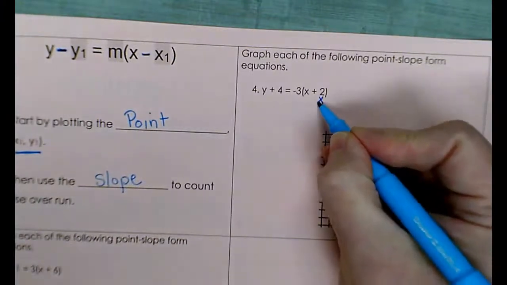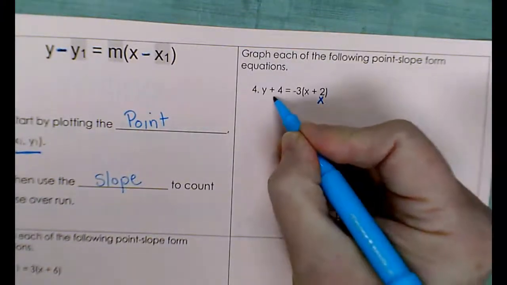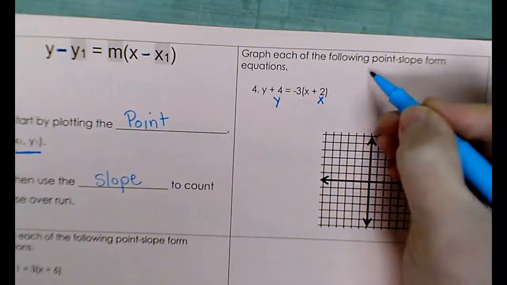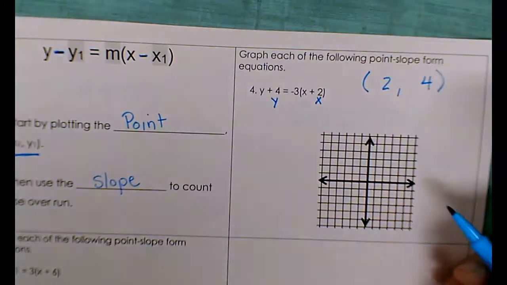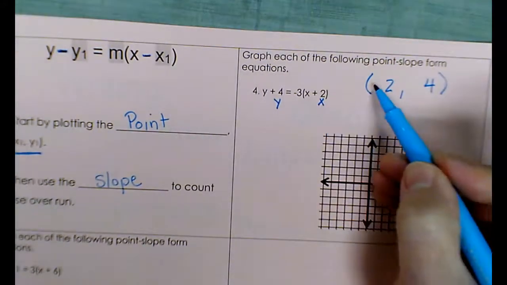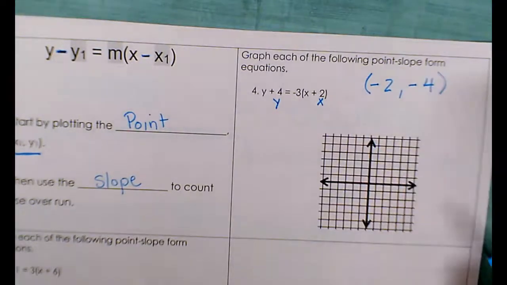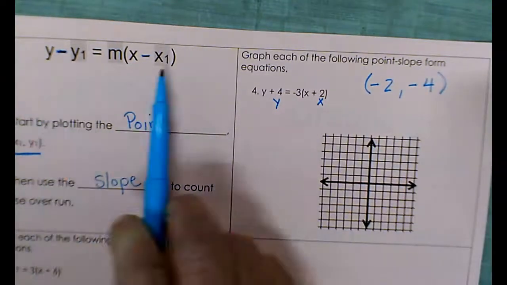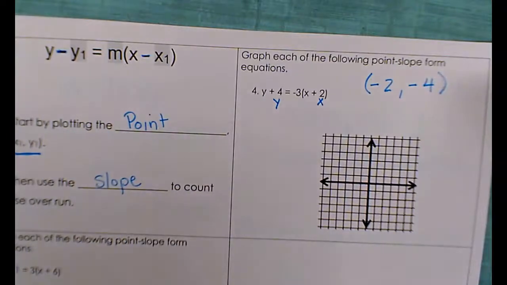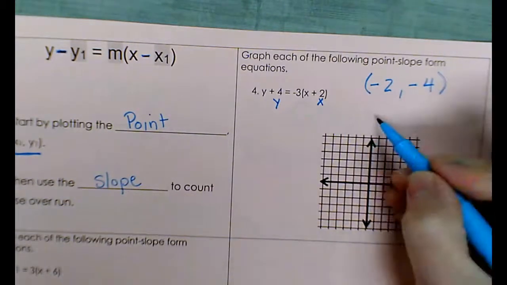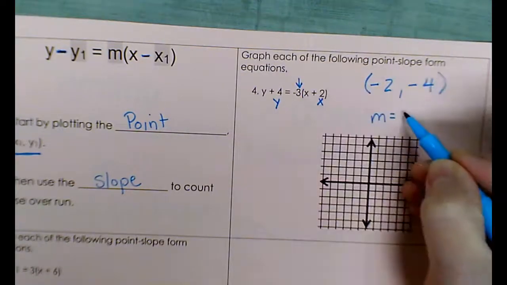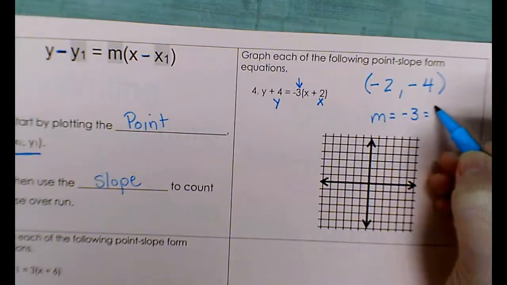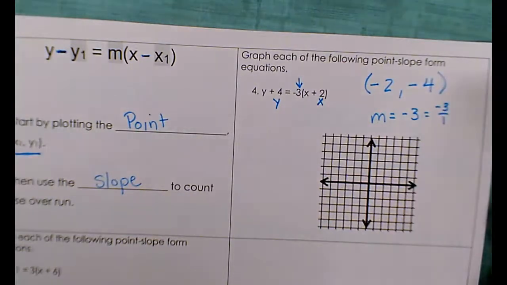This is my x number because it's with the x, and this is my y number. My point is not 2 and 4. When I take this point out of the equation, I have to change the signs because of the way that formula was written in the first place. And then the slope is the negative 3. So that I can count it on a graph, I need it in fraction form.